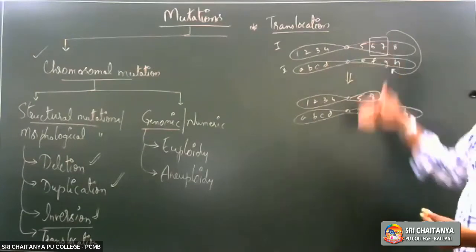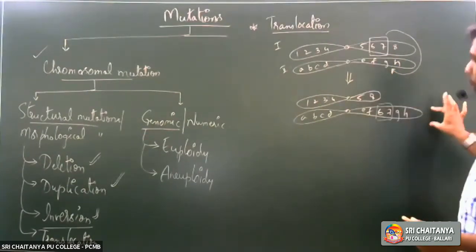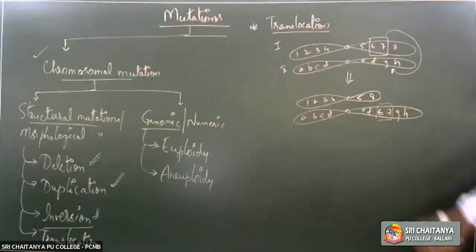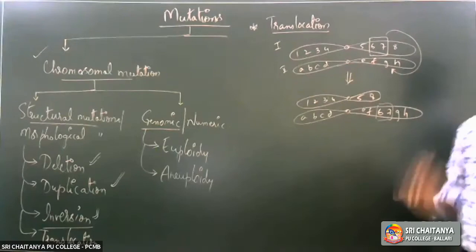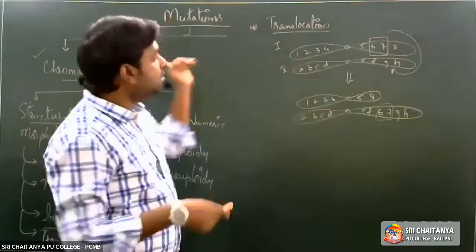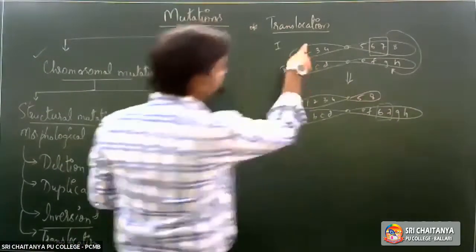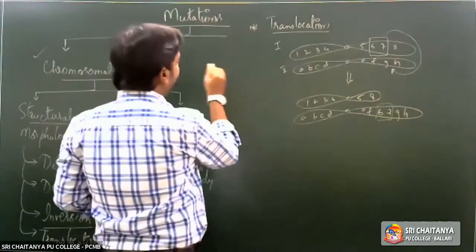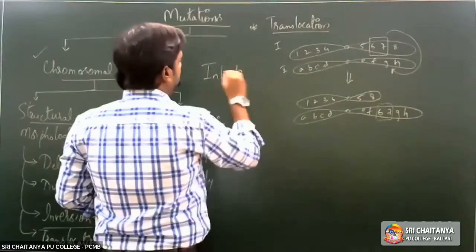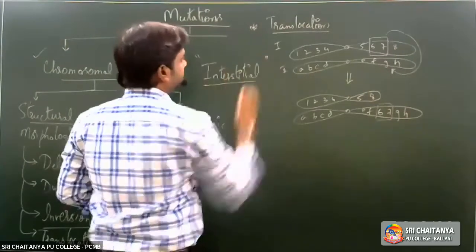So this type of mutation, where there is one short chromosome and one long chromosome, we would start calling translocation type of mutation. This we call translocation mutation. Under translocation, we have actually two different types. This side, the first one, what we saw, we start calling interstitial. We call it interstitial translocation, right?